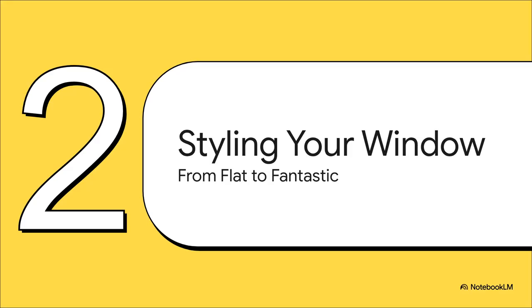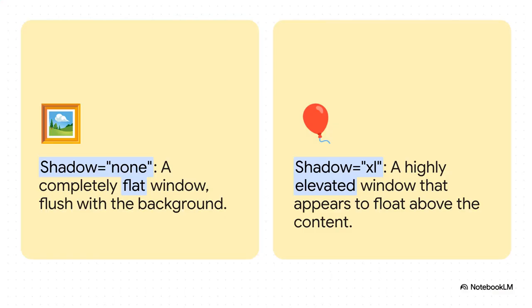All right, now for my favorite part, the fun stuff, customization. Seriously, one of the best things about the B4X DaisyWindow is that you can tweak almost every visual detail right from the designer, often without writing a single line of code. Just look at this. All we did was change one single property, the shadow property, and the whole feel of the window changes. On the left with none, it's totally flat, right? It just blends in. But on the right with XL, it practically floats off the screen. It creates this amazing sense of depth.